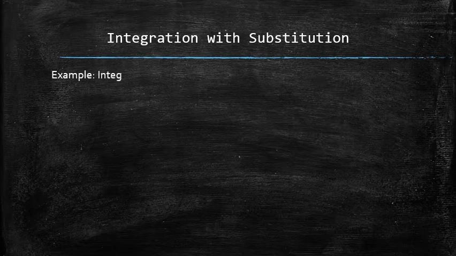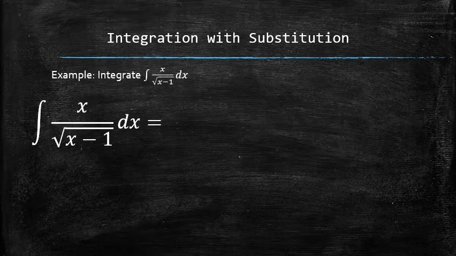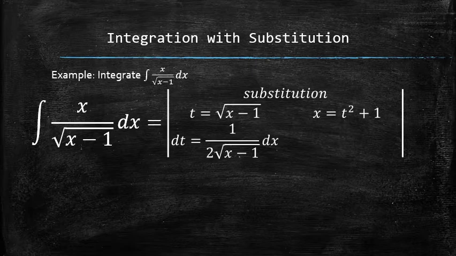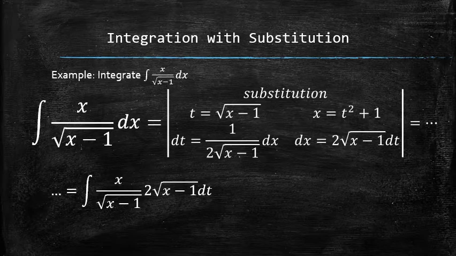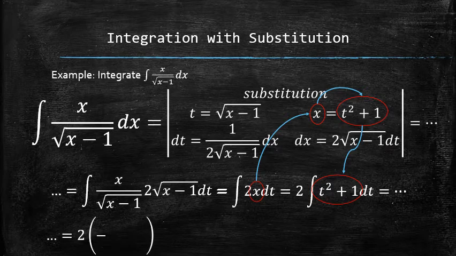Let's do an example that doesn't have any special patterns. We set up the substitution by setting t equal to the radical of x minus 1 and finding the differential of t and expressing x and dx in terms of t and the derivative of g. As a result, we have an integral in which some expressions with x get cancelled. But what's left we replace with t squared plus 1. Once we only have t's in the integrand, we continue with the integration process by finding the antiderivative and replacing t with the original function.